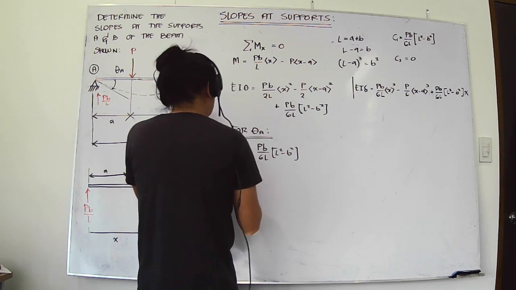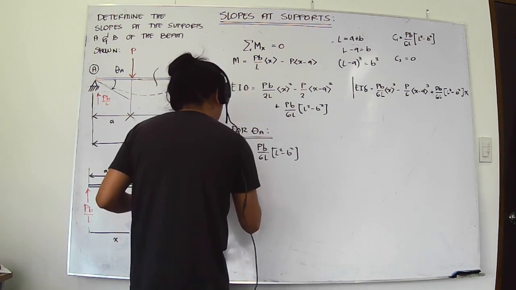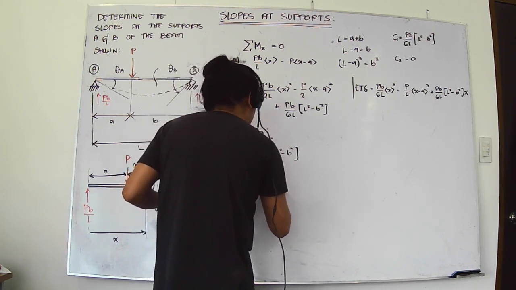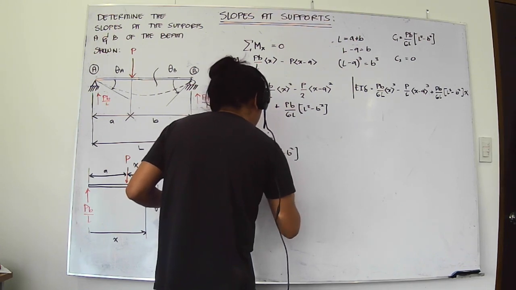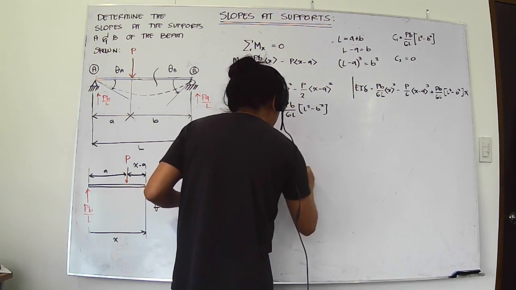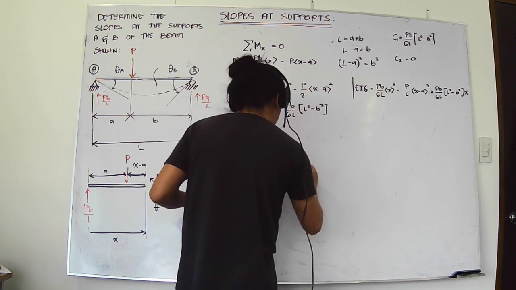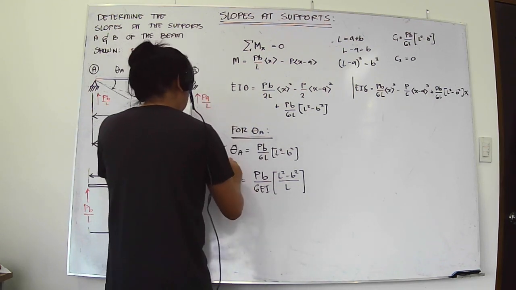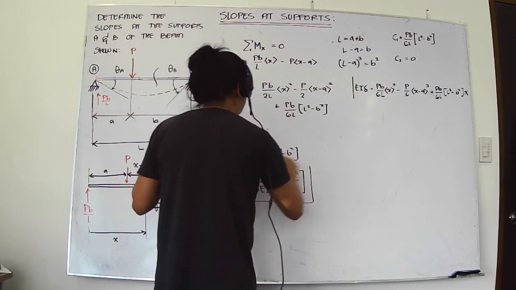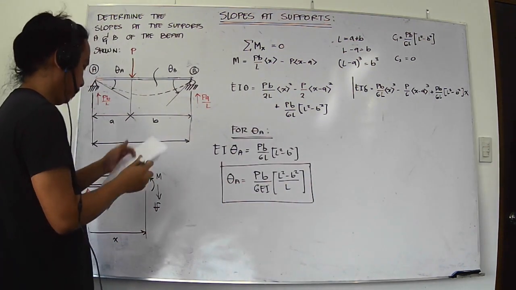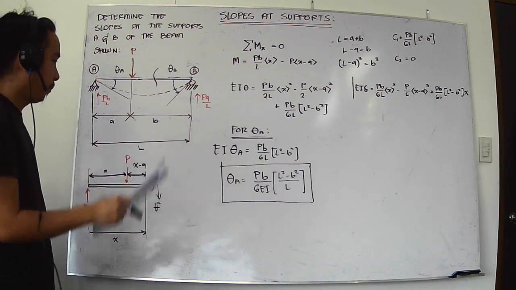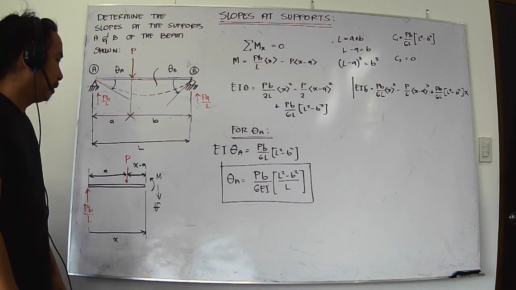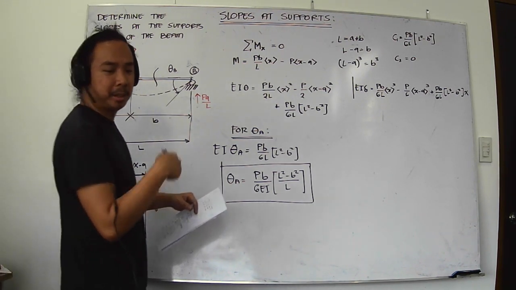So, theta A is equal to PB over 6EI multiplied by L squared minus B squared over L. So you have something like this. So that is A. Now we do the same for B.